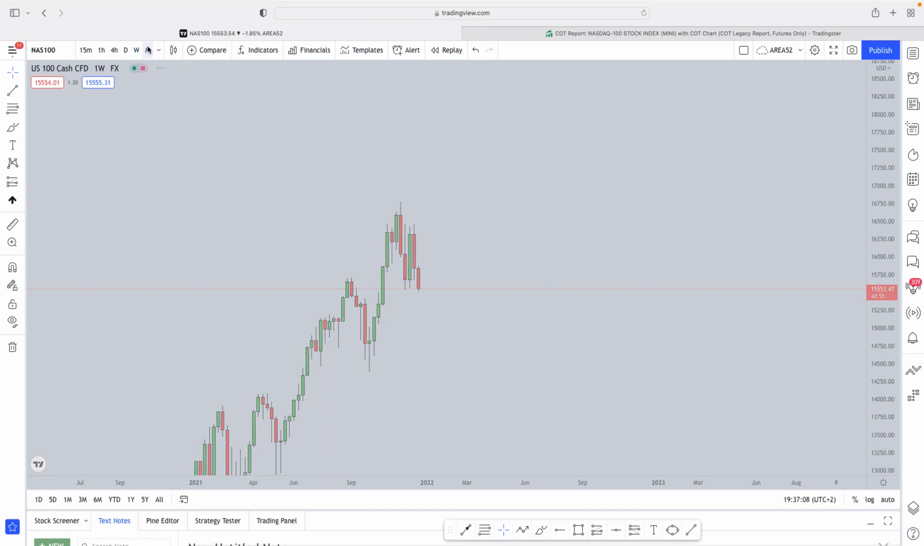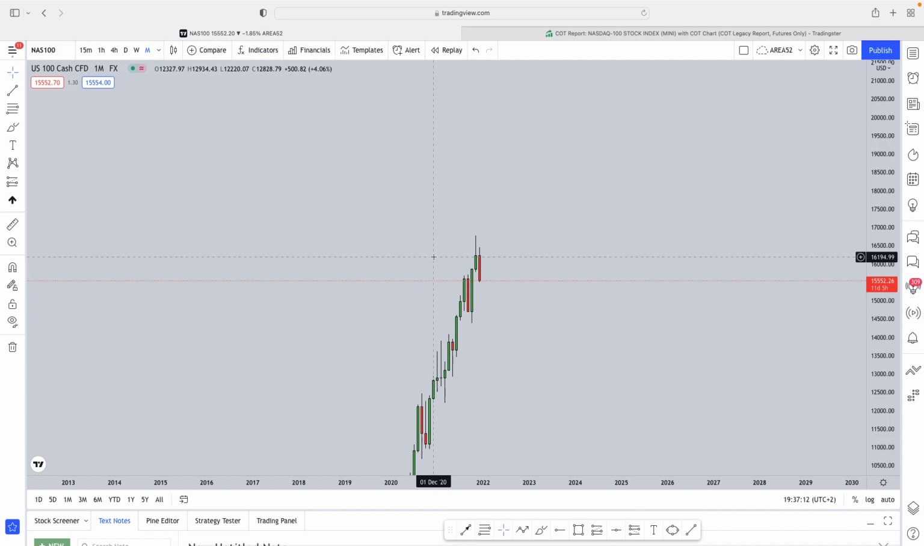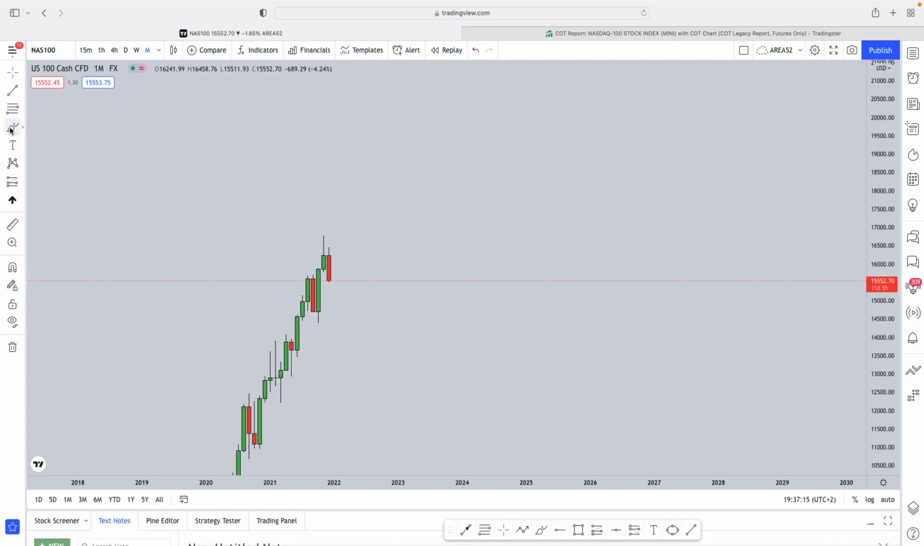Back to another video. Today we're going to take a look at the NASDAQ 100 from a technical and order flow perspective. Now, starting here on the monthly time frame, we can see how we had this clear impulse, and after the impulse we obviously expect a correction before the continuation.